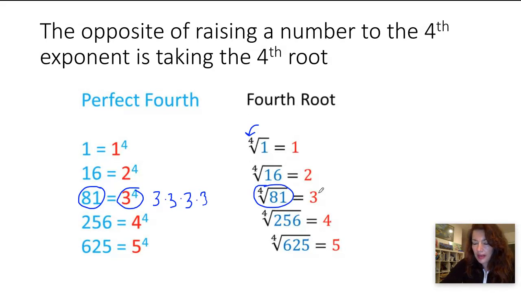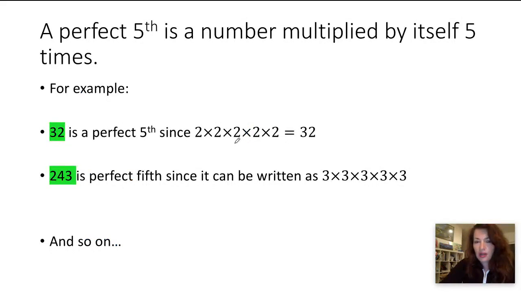All right, let's look at the last one, perfect fifths. A perfect fifth is a number multiplied by itself 5 times. And for example, 32 is a perfect fifth because I can write it as 2 times 2 times 2 times 2 times 2, which is equivalent to 2 to the fifth. So 2 to the fifth is 32.